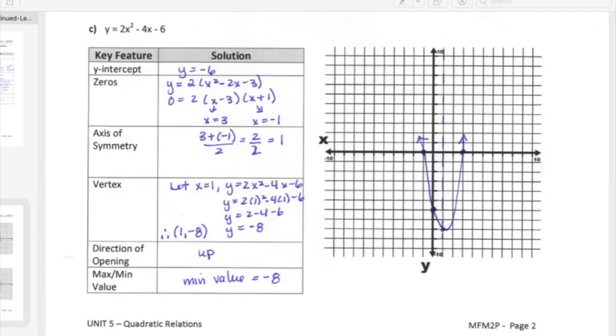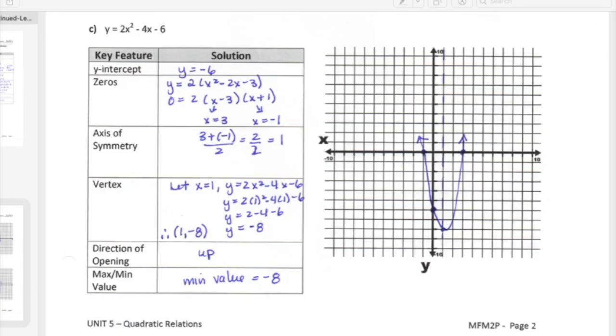Remember, it's going to end up being the opposite of what I had in the bracket of factored form. So there's my zeros at positive 3 and negative 1. To find the axis of symmetry, I'm going to take those zeros, add them together, and divide by 2. So 3 plus negative 1 divided by 2. 3 plus negative 1 is 2, divided by 2 is 1. So our axis of symmetry is going to be at positive 1.